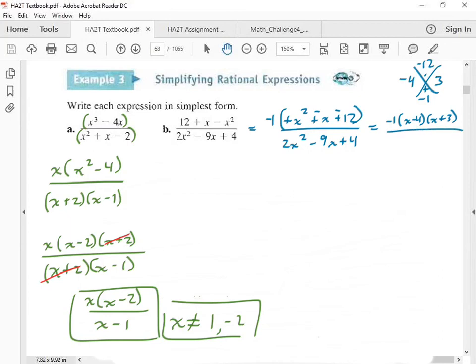Now we have the bottom. We have 2x squared minus 9x plus 4. Now this one we can't get rid of. We can't take out a 2 from this polynomial, so we're going to have to use grouping.